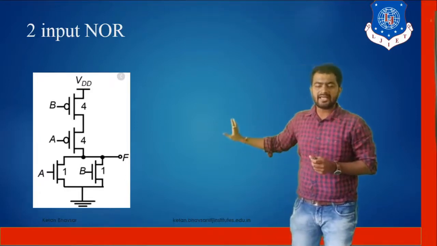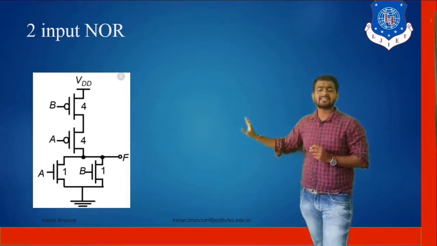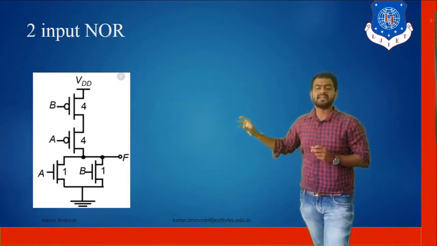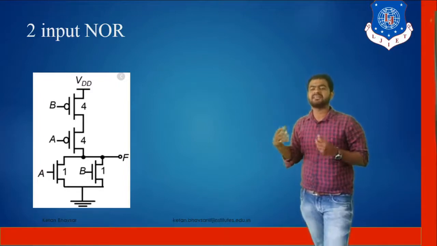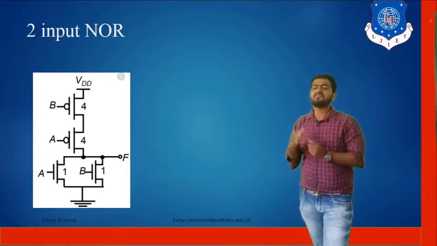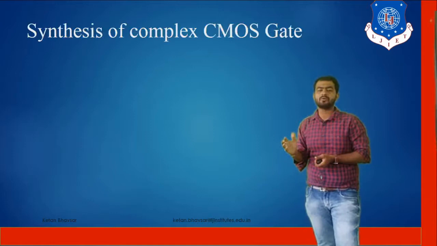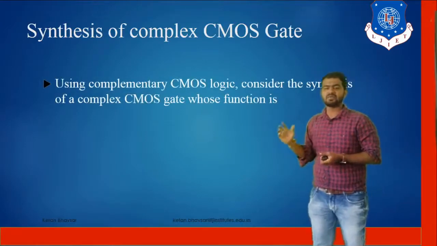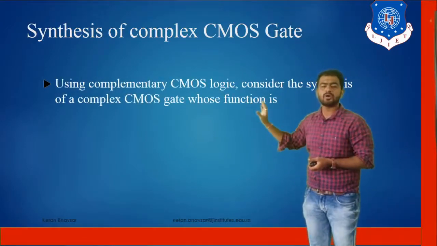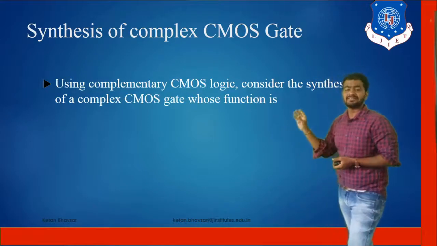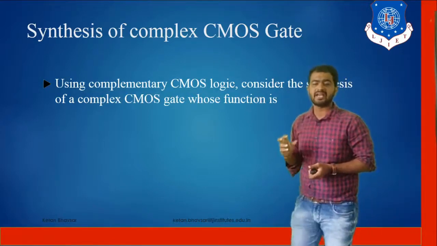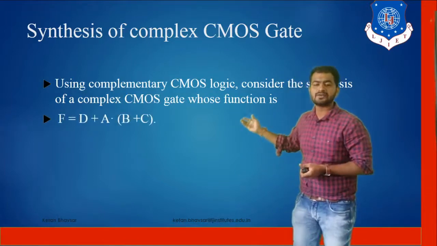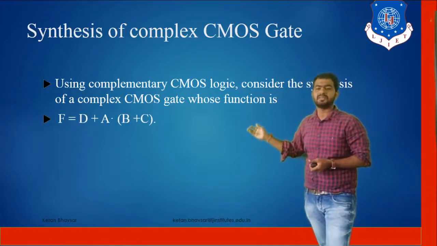As I already discussed in the previous video, what exactly NAND gate and NOR gate do and how we can design them with the help of CMOS. Now we move ahead and discuss a complex CMOS gate. Using complementary CMOS logic, consider the synthesis of a complex CMOS gate whose function is F equal to D plus A into B plus C.